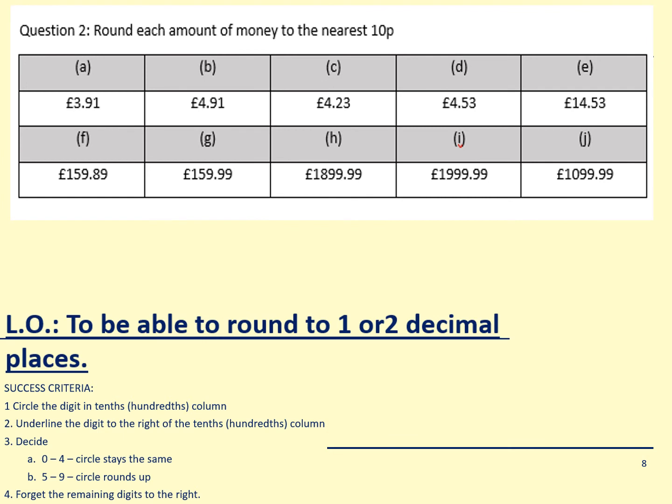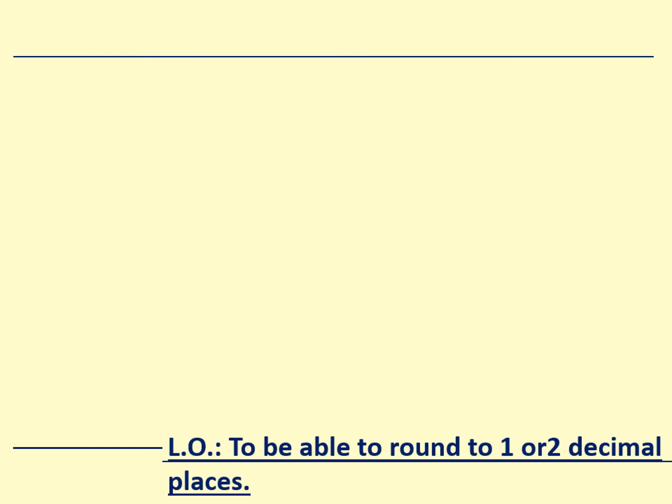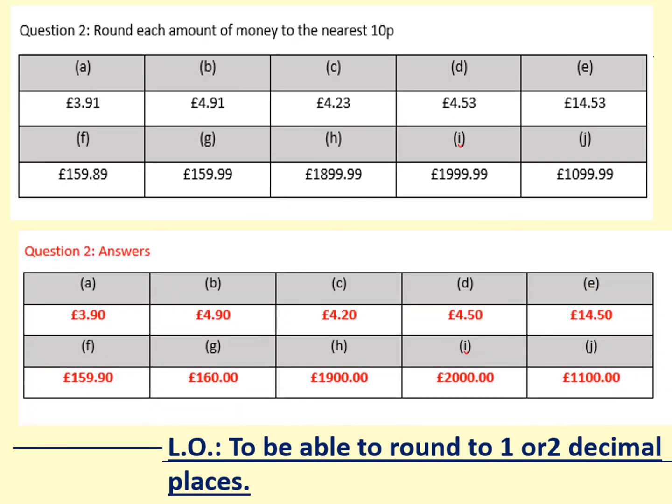Question 2. Round each amount of money to the nearest 10p. So, for example, £3.91 rounded to the nearest 10p will be £3.90. Okay, pause this video. It shouldn't take you longer than 4 minutes. Answer as many as you can within 4 minutes. And here are the answers. If you have all of them correct, well done.